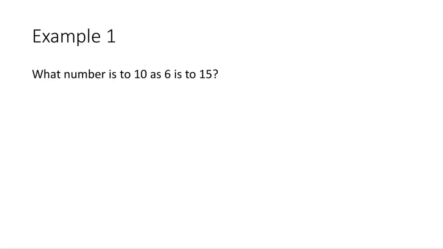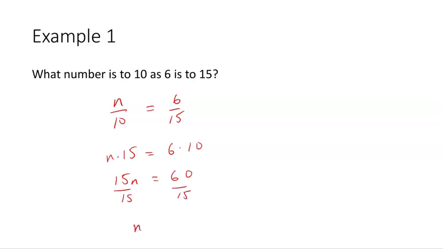So, example 1: what number is to 10 as 6 is to 15? So we can think of our number to 10 is equal to 6 to 15. So we have n over 10 equal to 6 over 15. So the cross products would be n times 15 is equal to 6 times 10. So we'll have 15n equal to 60. And the way we solve for n is to divide both sides by 15. So n would equal 4.